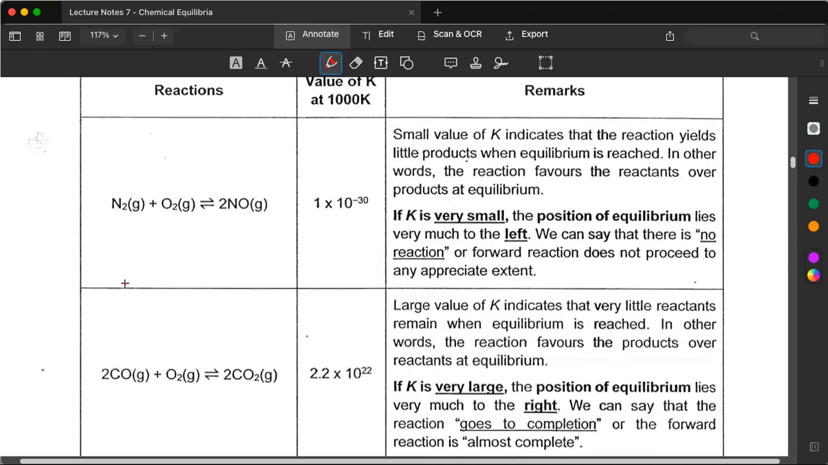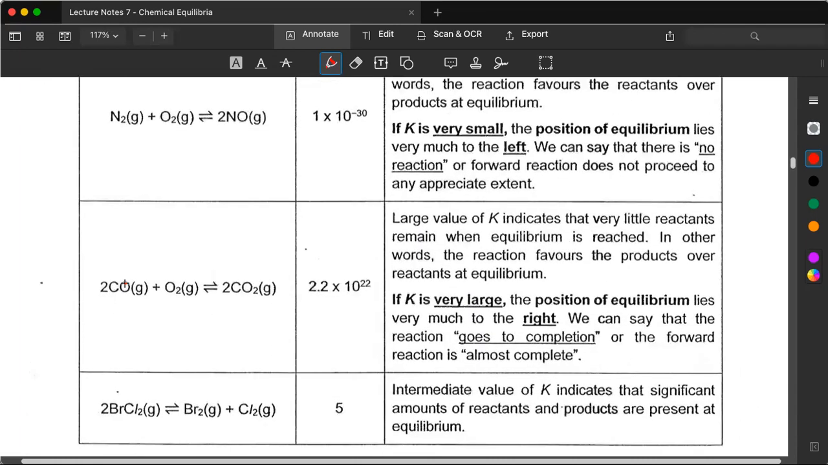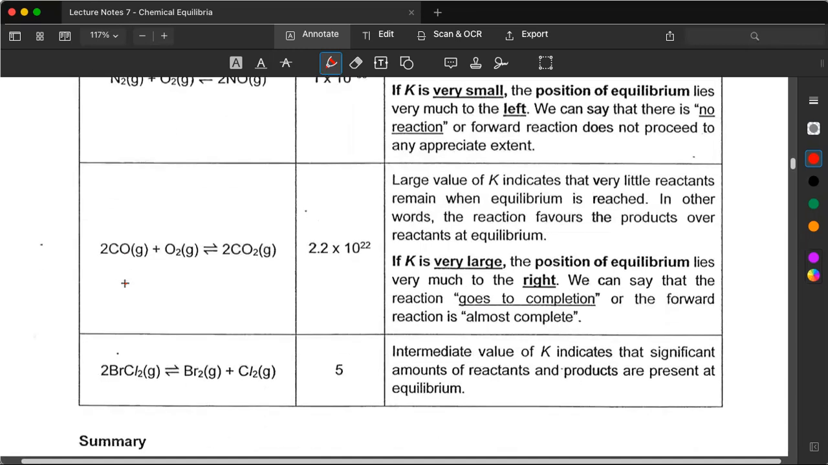Okay, I'll prefer that. Now, if you have the opposite, a very high K, it means that not much reactant is present at equilibrium. In other words, the reaction really favors the product side. So if K is very large, how do you say it? Position of equilibrium lies very much to the right. So it's almost a completed reaction. If you have something like 5, it means that, in between, significant amounts of reactants and products are present at equilibrium. So this is how you phrase it: intermediate value of K, significant amount of reactants and products present.